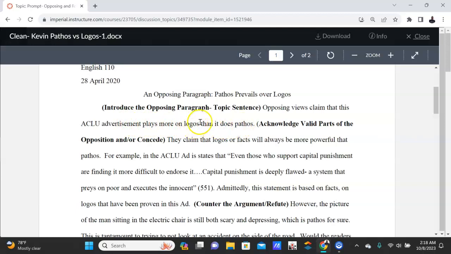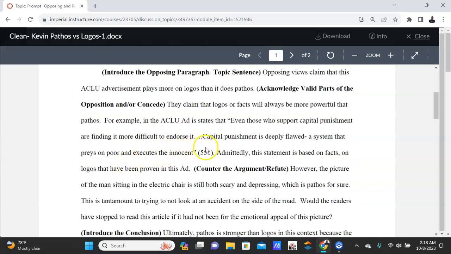So here I'm bringing in the other side. I'm saying, you know what, however, some people may believe that logos plays more than pathos. Then I'm going to give reasons, just like I did for Sprint. Here are some reasons that people might say that there's more logos than pathos. So what do they say? They claim, these opposing views, that logos or facts will always be more powerful than pathos. For example, the ad states, even those who support capital punishment, and so on, page 551.